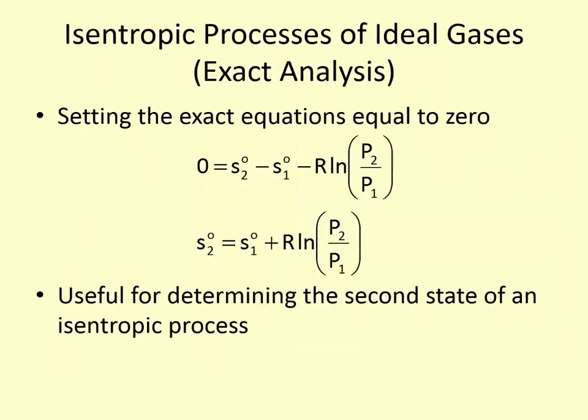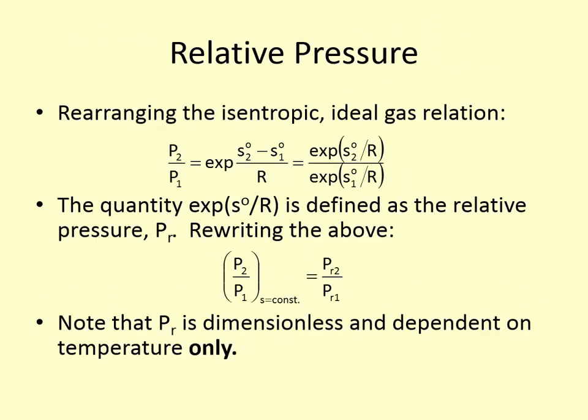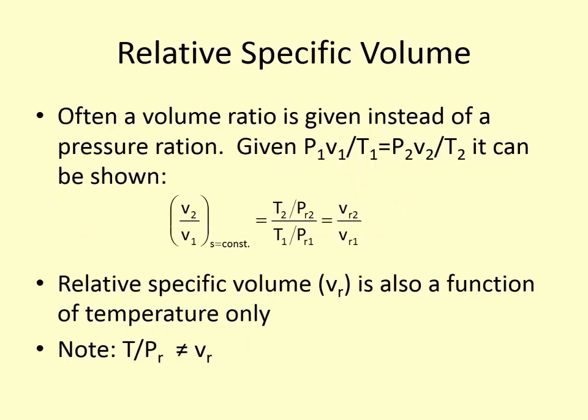Okay, so you can do the exact analysis. If you set these equations equal to 0, then S2 is equal to S1 plus R natural log of P2 over P1. So if you don't have the second state, you can use this for an isentropic process. And then these relative pressures also come into play because we can rearrange these equations and find this P2 over P1, which we used a long time ago when we were calculating our Z values to find a reduced pressure. So this P2 over P1 is going to be equivalent to the ratio of these two reduced pressures. Again, this also helps you find the second state when it is unknown. If you know how the pressure changes, then you can look up the reduced pressures, and the ratio of those reduced pressures should be the same for an isentropic process. Same thing for a specific volume. It's an equivalent approach.